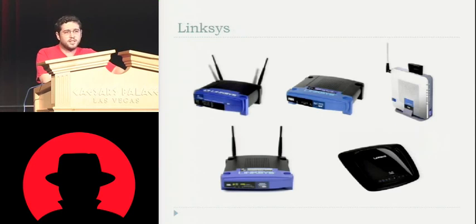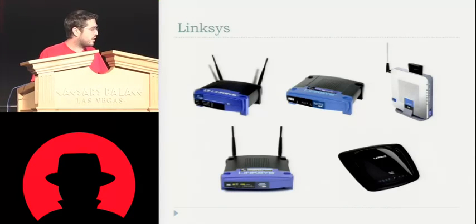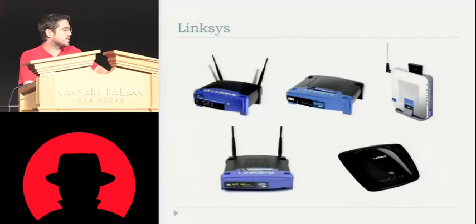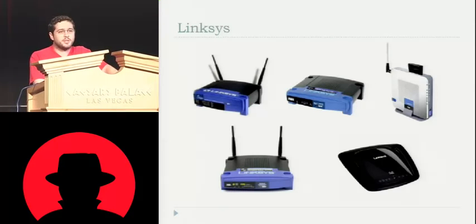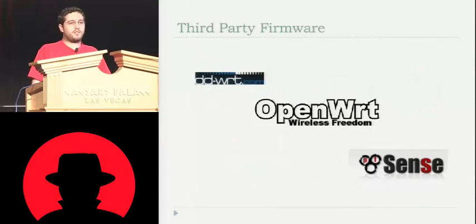Lots of Linksys. Lots and lots of Linksys devices. And I really like this slide because the bottom two routers there, the 54GL and the 160, are on Amazon's top 5 most popular selling routers list. So awesome. Of course, a lot of people put third-party firmware on their Linksys routers.